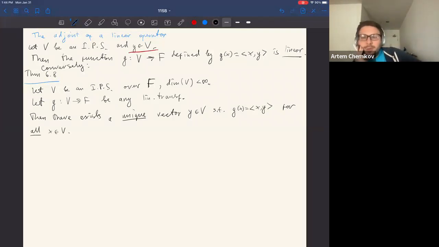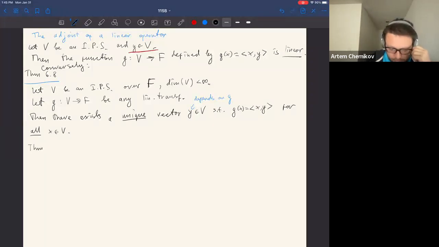Okay, so no matter what linear function from V to F you take, it's already represented by the inner product with some fixed vector Y. So this Y depends, of course, on G. Okay, so we have this converse result.